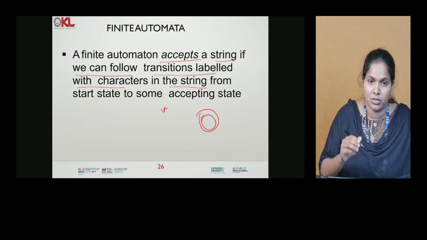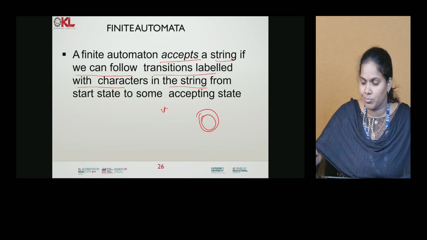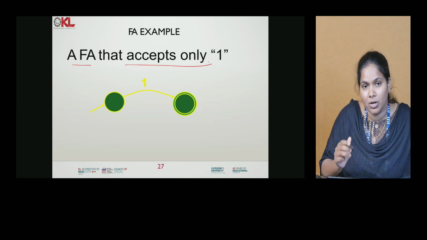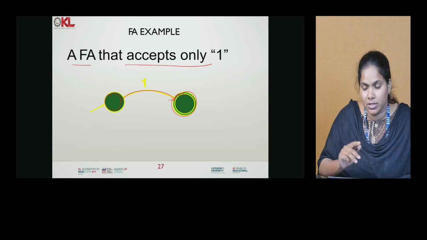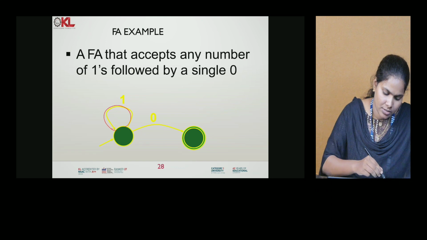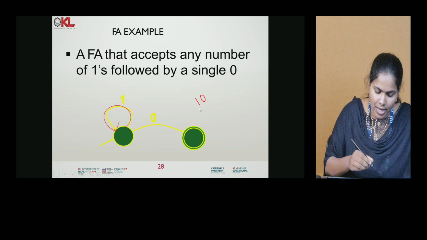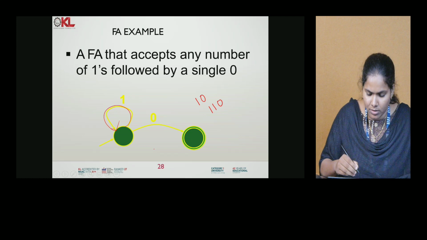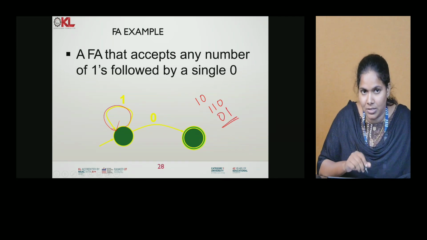A regular expression's automaton should have one accepting state that is reached from the starting state. So this finite automata accepts only strings of ones, going from the starting state to the accepting state. Here the finite automata accepts any ones. For example 1 0 is also accepted by this one, 1 1 0 is also accepted, but 0 1 is not accepted by this finite automata.